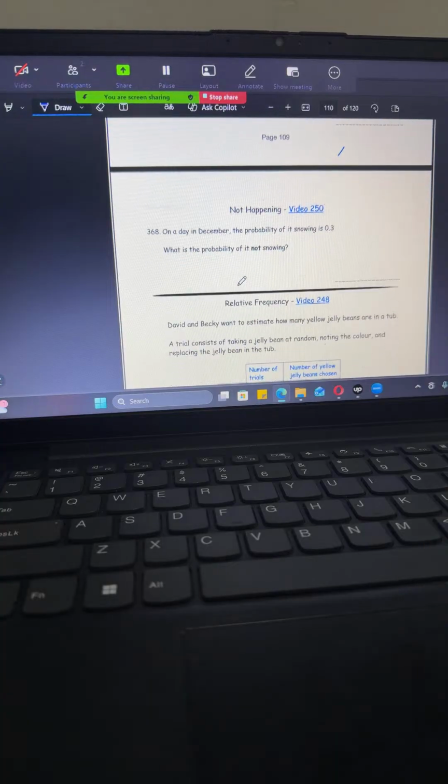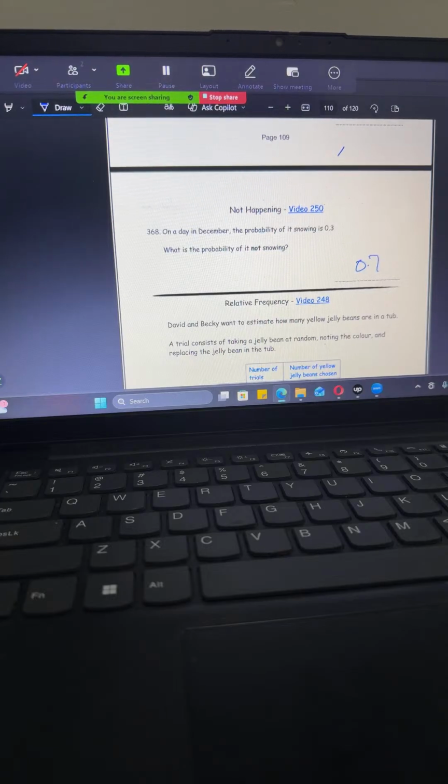On a day in December, the probability of it snowing is 0.3. What is the probability of not snowing? It's always 1 minus. So is it 0.7? Well done.